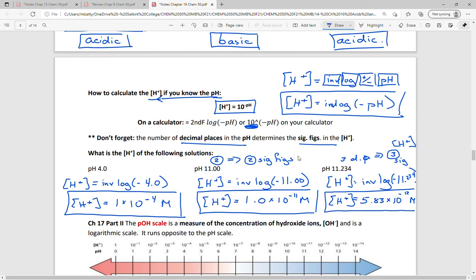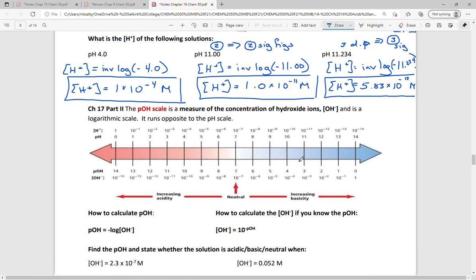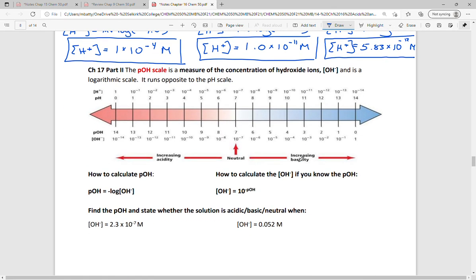Technically, you could do this straight into your calculator without showing your work, but I think it's handy, especially when you haven't studied logs, to have a series of buttons to push. So that is the pH scale. The pOH scale is kind of the reverse of that. So it's a measure of the hydroxide ions, and it runs opposite to the pH scale.